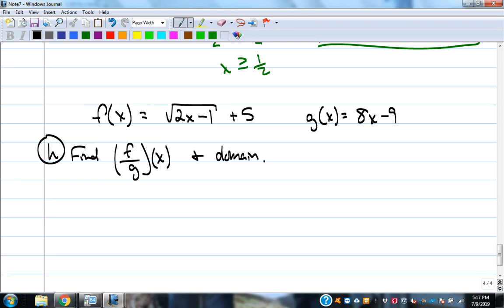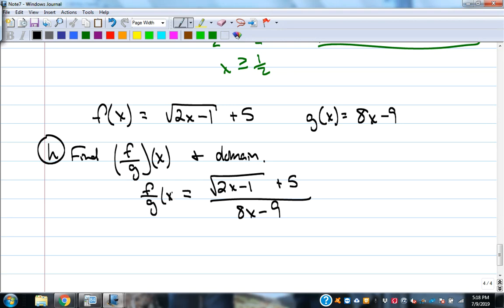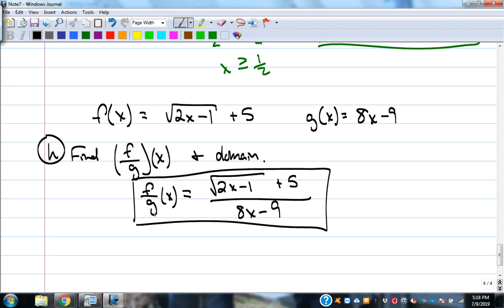All right. So pretty easy to set up here. You're just taking the f of x function, the square root of 2x minus 1 plus 5, on the top, and the g of x function, 8x minus 9, on the bottom. Okay. Domain, though, there's nothing we can do to simplify this. It's not going to get any prettier as far as the function goes. So that's the function. That's the answer. The divisions are always easy because there's really not much you can do. Okay. Now, the next thing is to find that domain.